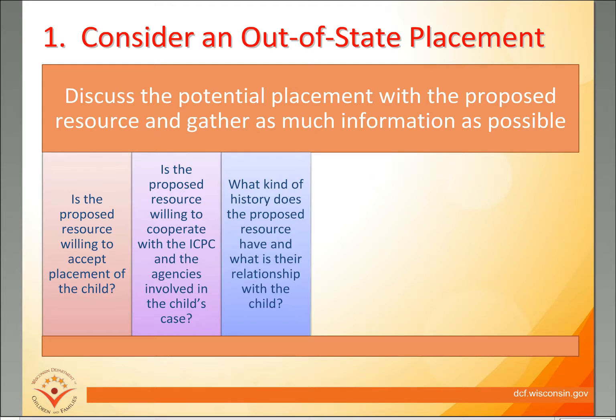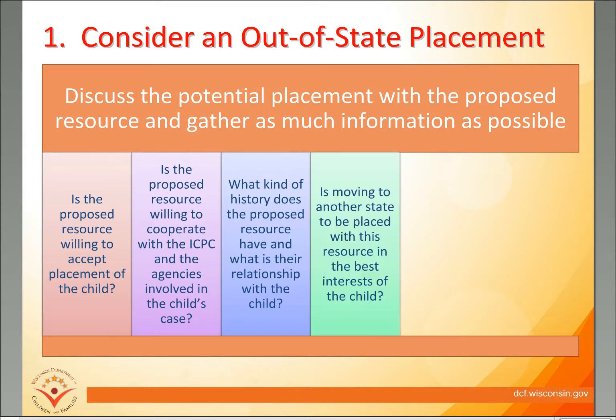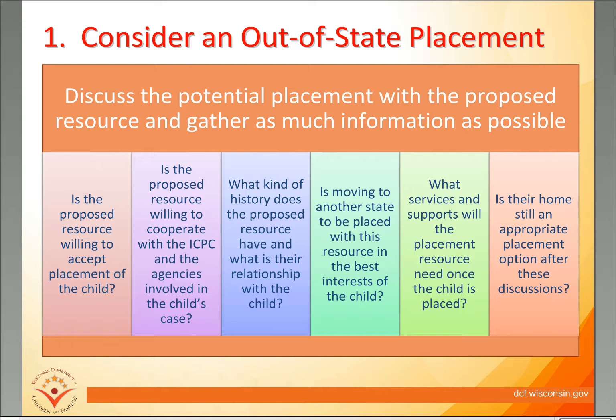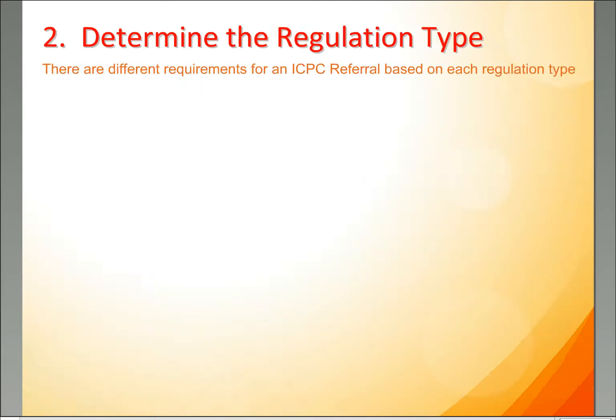Third, you should ask what kind of history the proposed resource has and what their relationship with the child is. Of course, is moving to another state the best interest of the child? Also, what supports will the placement resource need once the child is placed, and can you access those resources? And after considering at a minimum those factors, you should review whether that home is even still appropriate for placement. If it is, and you still want to pursue out-of-state placement, step 2 is to determine the regulation type.